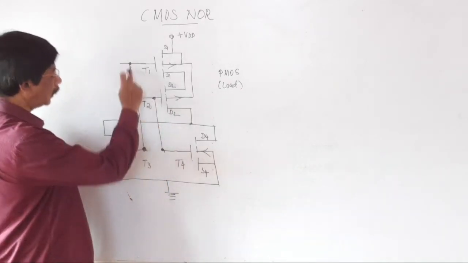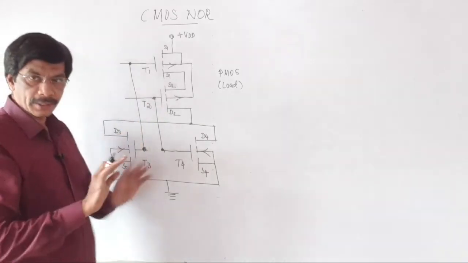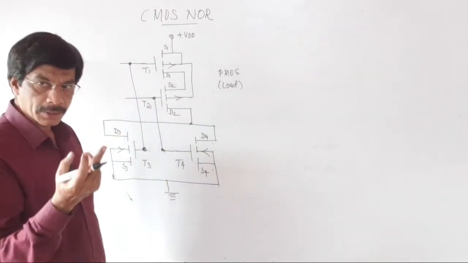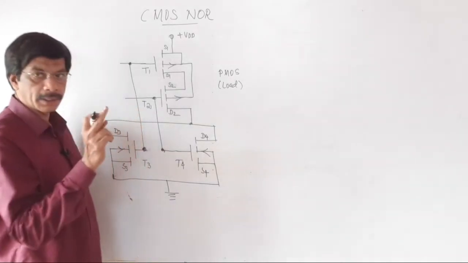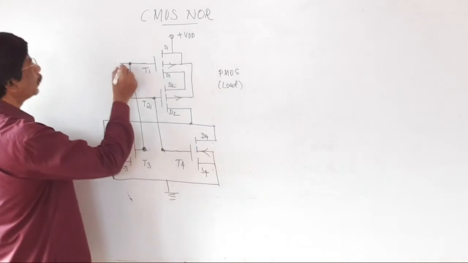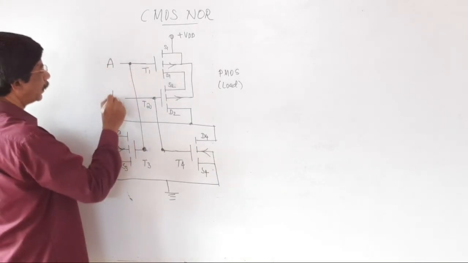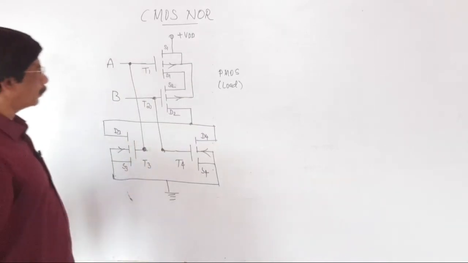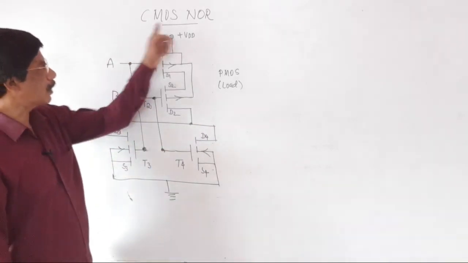The dot only is the connection, just crossing it is not a connection in the case of electronic circuit. Whereas in the case of electrical circuit, just crossing is the connection. That is the difference between electrical and electronic circuits. Say you give input A and input B to this circuit. This circuit is called as CMOS NOR gate.